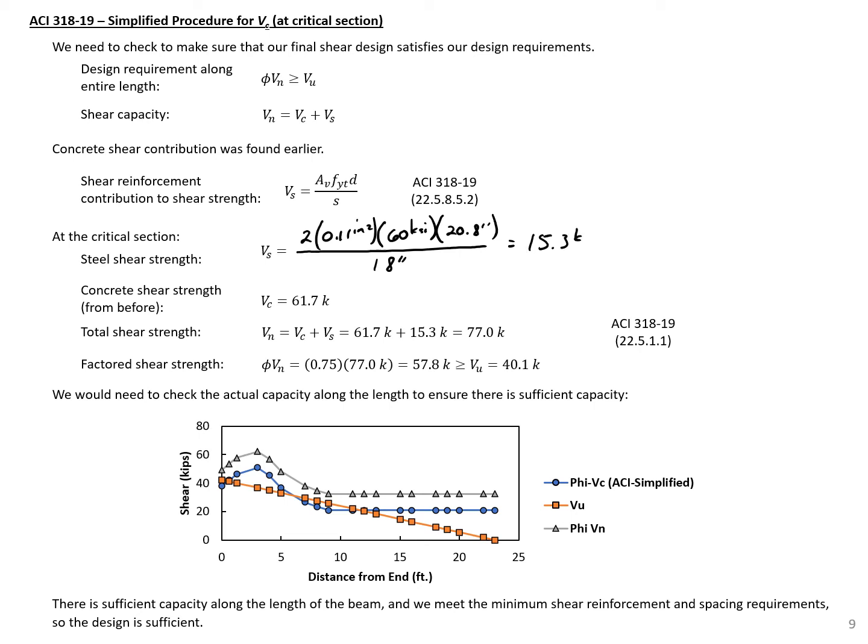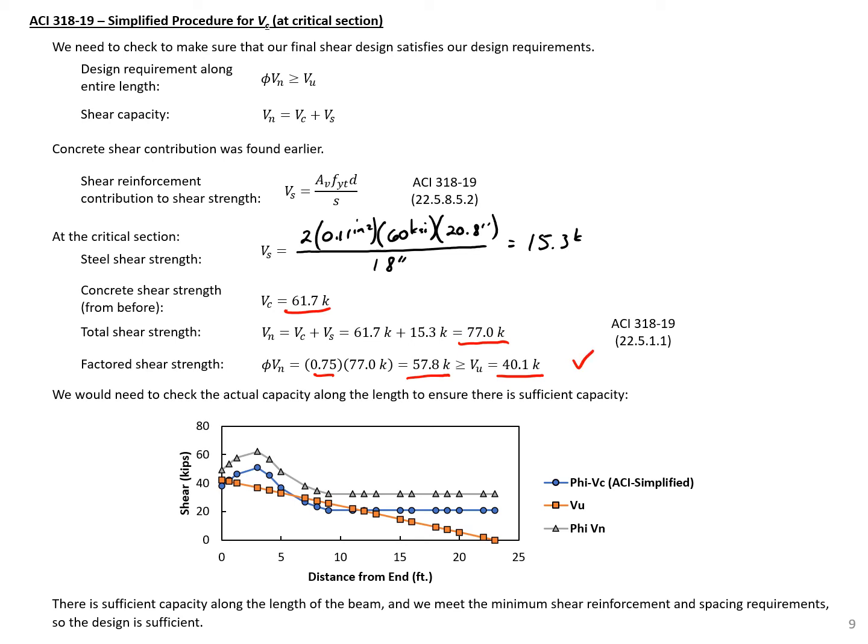We can add that value to our Vc, which we found, to get a Vn of 77 kips, and then take that times 0.75, our phi factor, to get our phi Vn of 57.8 kips. Check this against our Vu, 40.1. We see where our phi Vn is greater than Vu, so our design's okay.